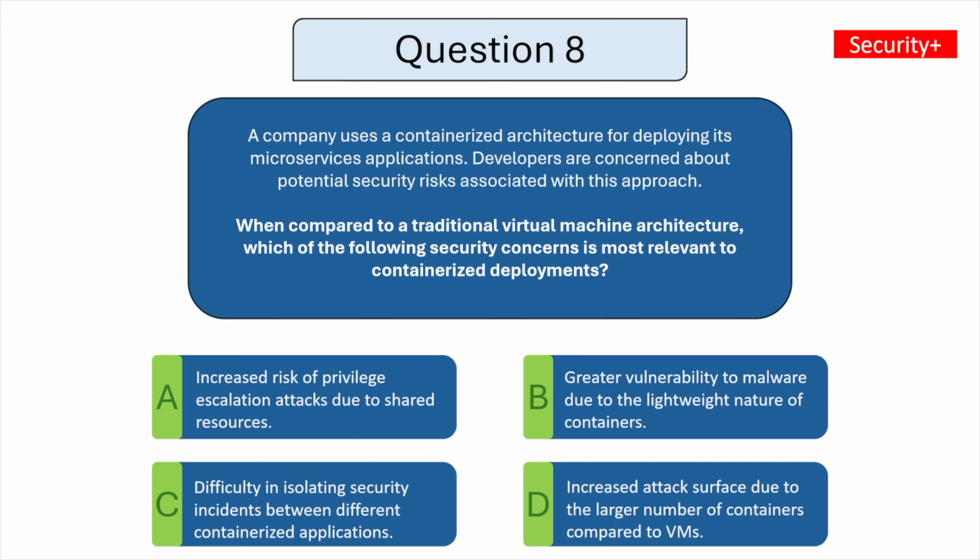So long story short, for efficiency, containerized deployments use the same resources, and I'm not talking about just hardware, as the host operating system, while VMs just share the hardware resources. Anyway, with that said, the biggest concern out of these options with containerized deployments, I would say, is that it's more difficult isolating security incidents between the different containerized applications, because they're sharing all the resources, not just hardware like virtual machines. So I'm going to go with C on this one.